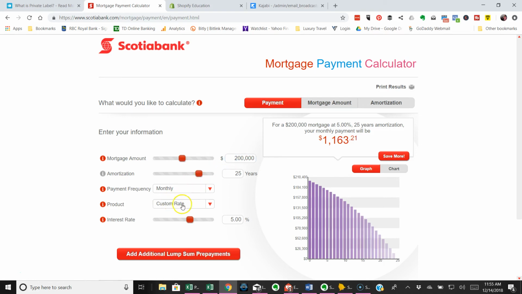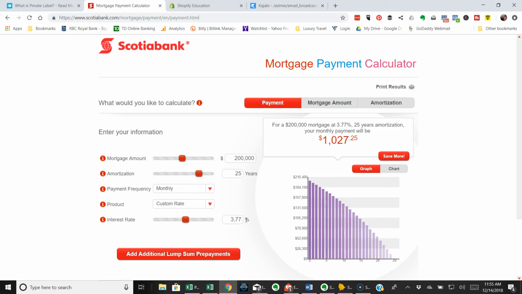We'll then leave the amortization at 25 years, but we're going to change the interest rate to 3.77%, and we're going to hit calculate.